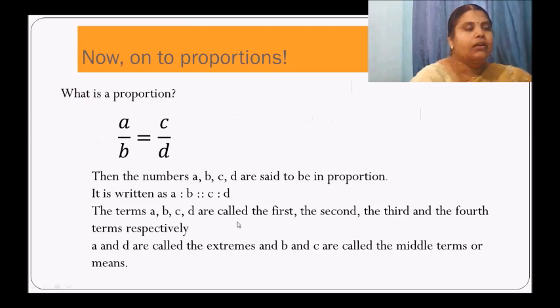The next topic is proportion. What is proportion? If two ratios are equal, then we can say that the numbers A, B, C, D are said to be in proportion and it is written as follows. The terms A, B, C, D are called the first, second, third and fourth terms respectively. A and D are called the extremes and B and C are called the middle terms or means.